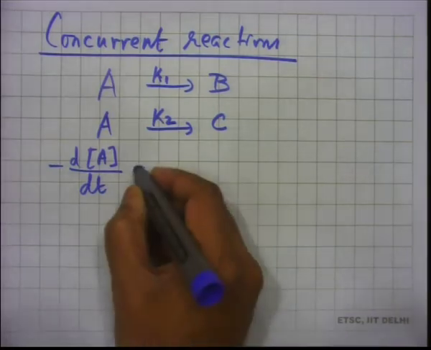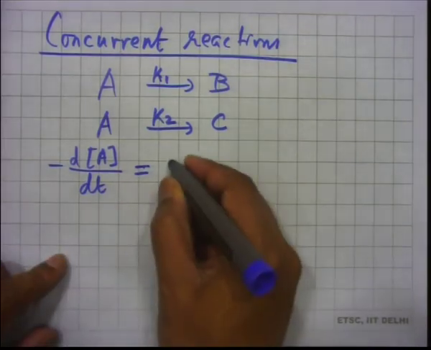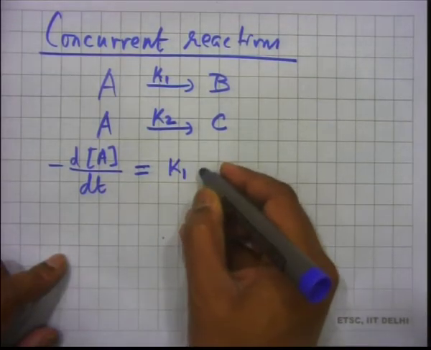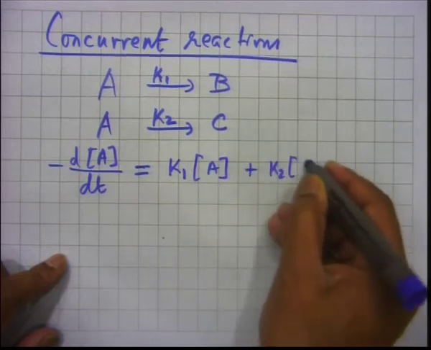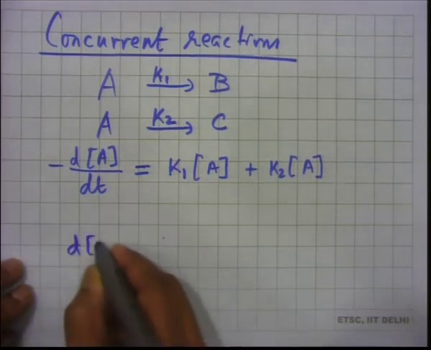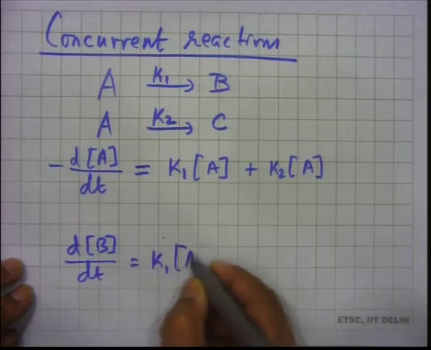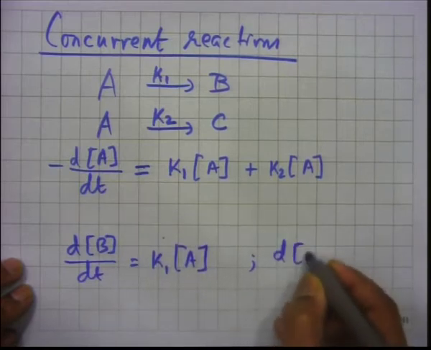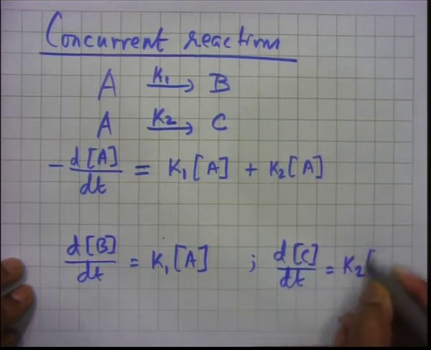So, what do I write for this? Minus dA dt is K1 A from the first equation and K2 A from the second equation. So, that is good. And what about dB dt? It is K1 into A, and dC dt is again very similar, it is K2 into A.